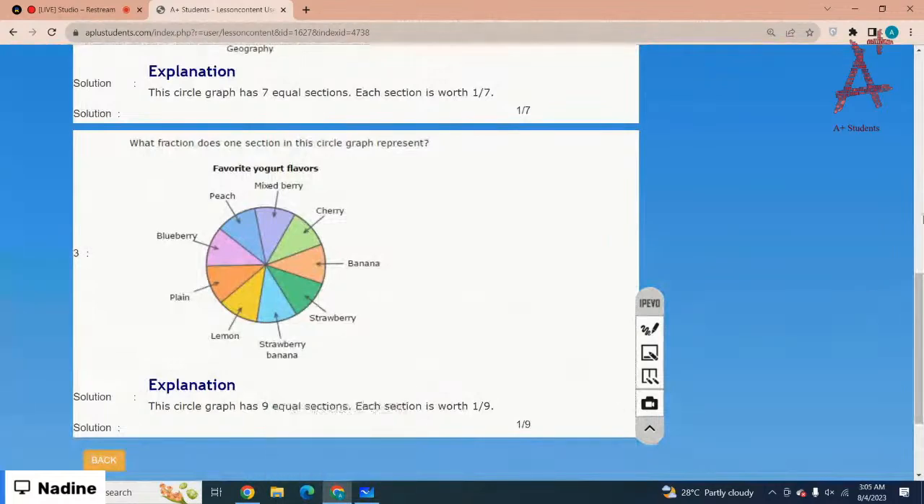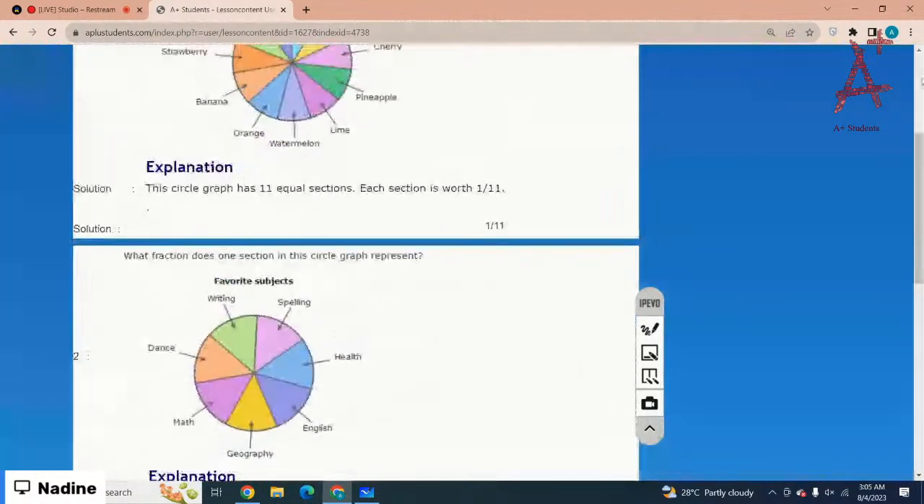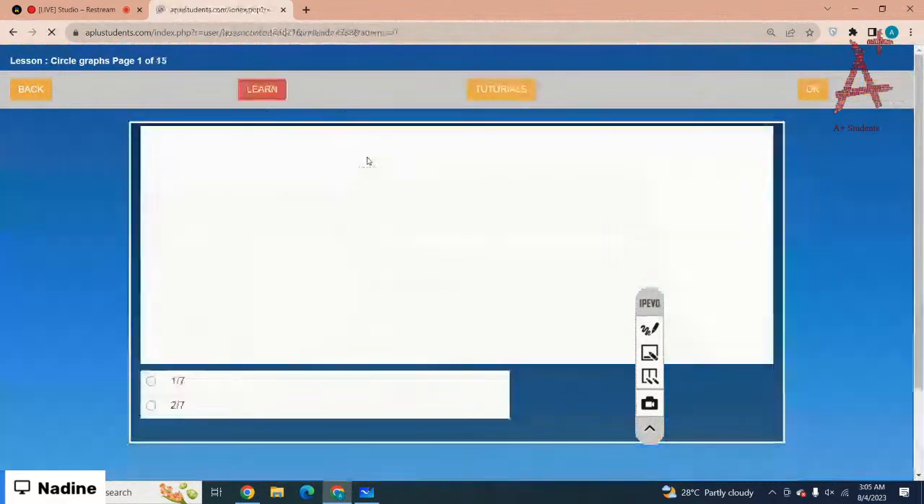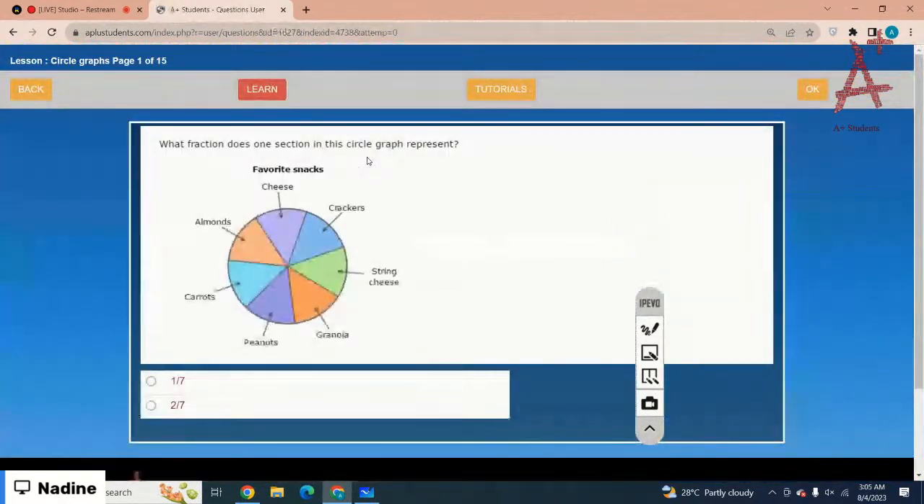Let's just start with the practice questions. Okay, what fraction does one section in the circle graph represent? So which is the correct option? 1, 2, 3, 4, 5, 6, 7. The graph has 7 sections, right? So one section is worth 1 out of 7, right? The correct option is 1 out of 7.